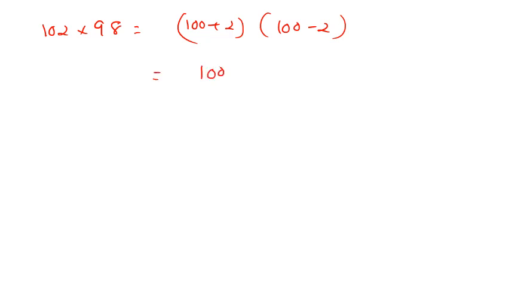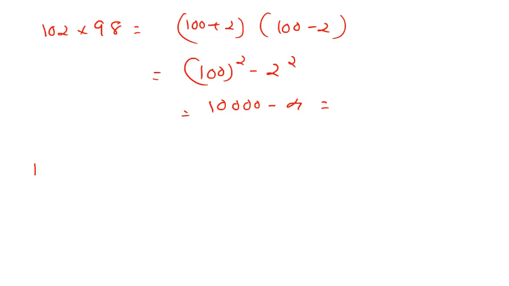Now another, using identity only. 102 into 98. How to write 102? 100 plus 2. How to write 98? 100 minus 2. So this is of the form 100 squared minus 2 squared. So 10,000 minus 4. Find out the answer.